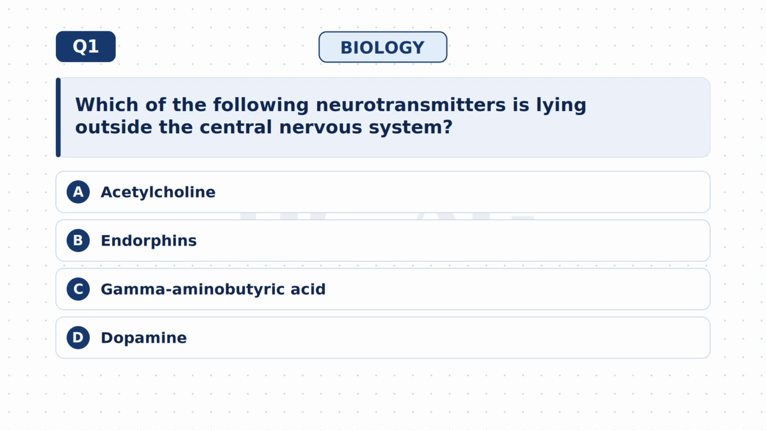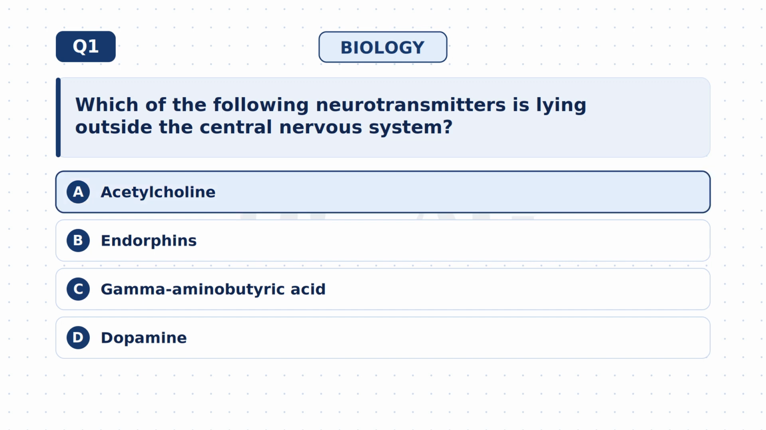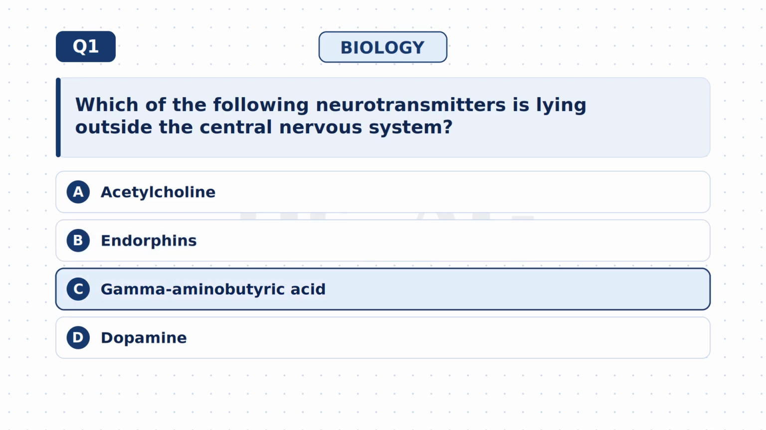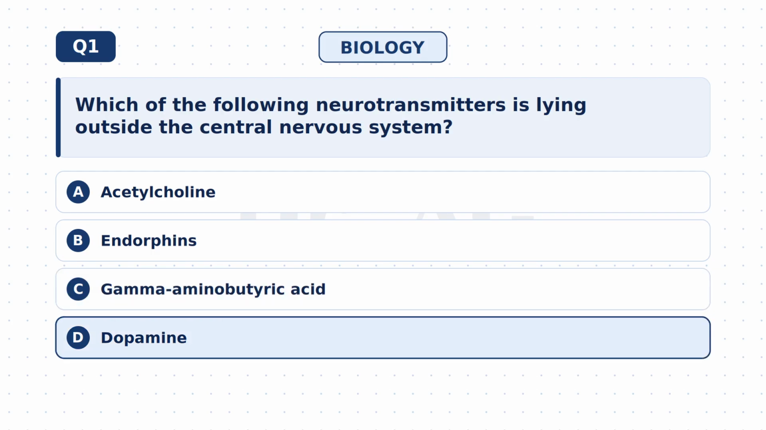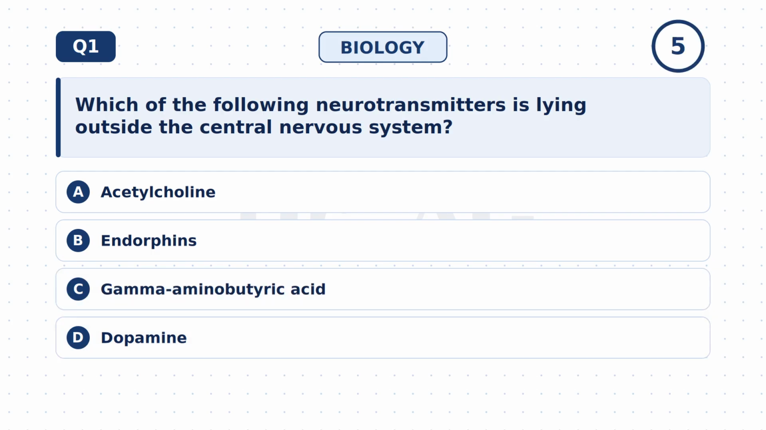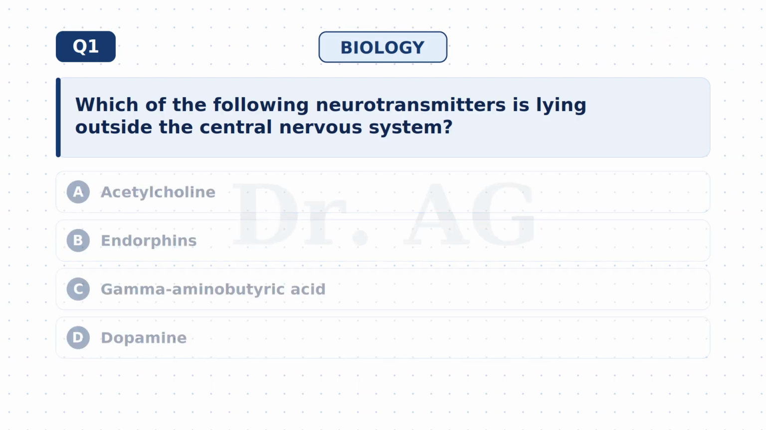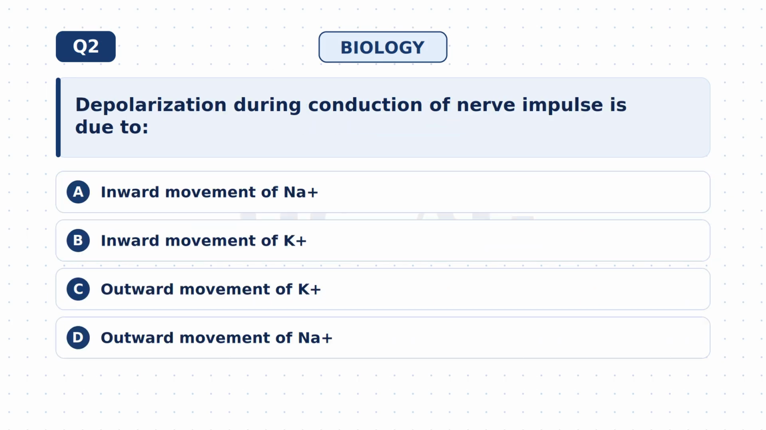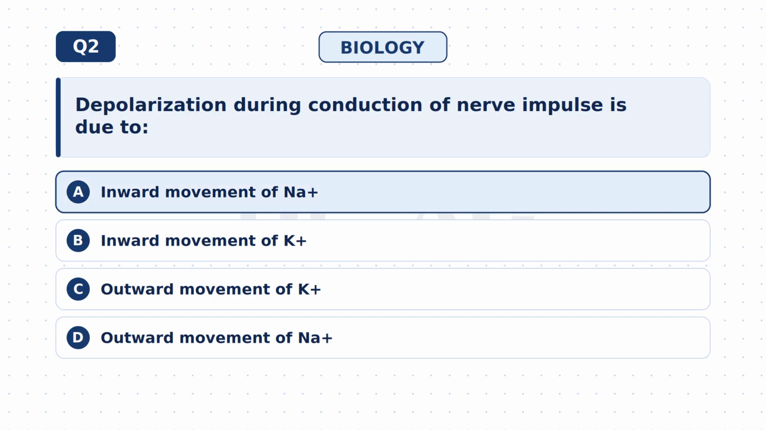Which of the following neurotransmitters is lying outside the central nervous system? Option A. Acetylcholine. Option B. Endorphins. Option C. Gamma-aminobutyric acid. Option D. Dopamine. The correct answer is A. Acetylcholine.